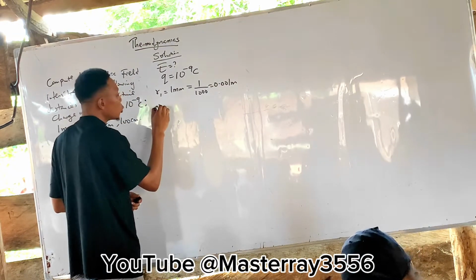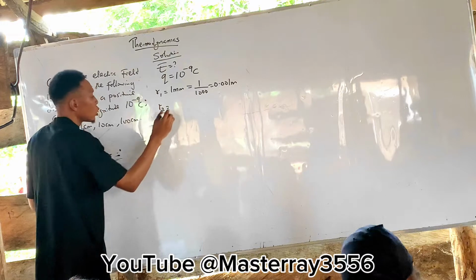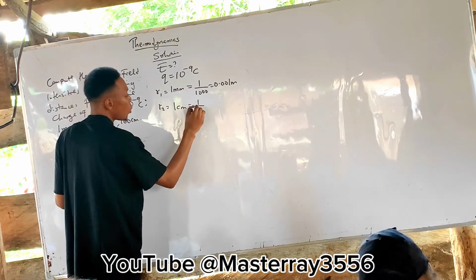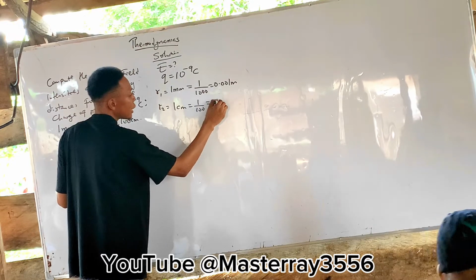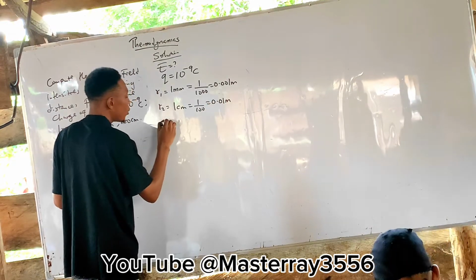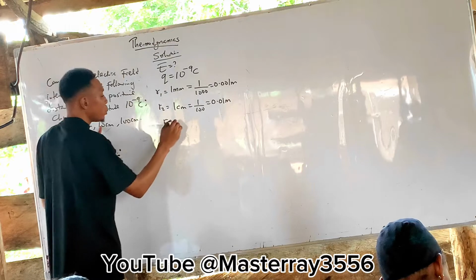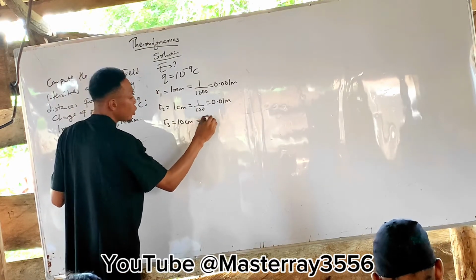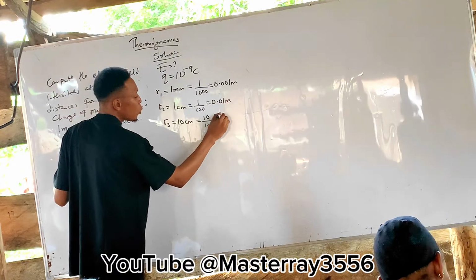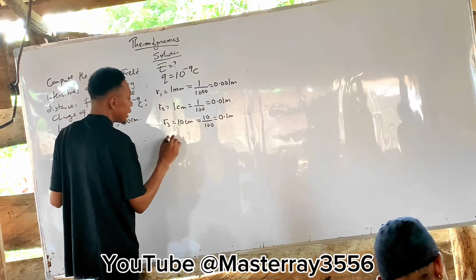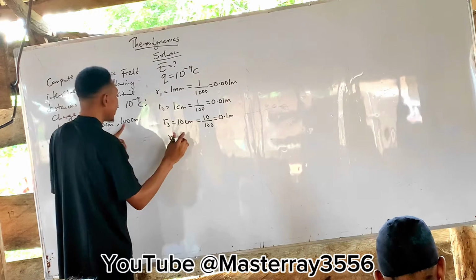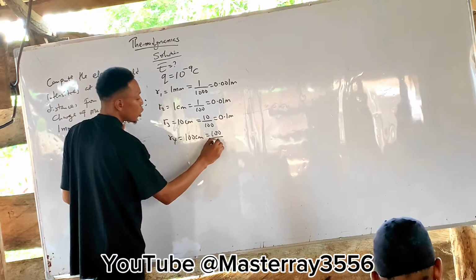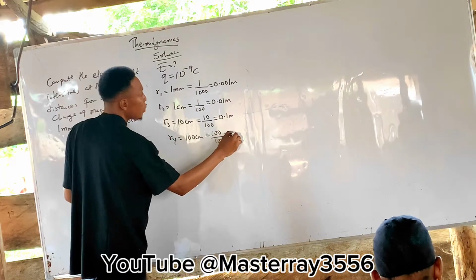So our R2, which is the second distance, is 1 centimeter. Convert to meter. That is 1 over 100. That is 0.01 meter. R3, which is the third distance, is 10 centimeter. I convert to meter. That's 10 over 100. That is 0.1 meter. Then R4, which is 100 centimeter, which is 100 over 100, will give us 1 meter.